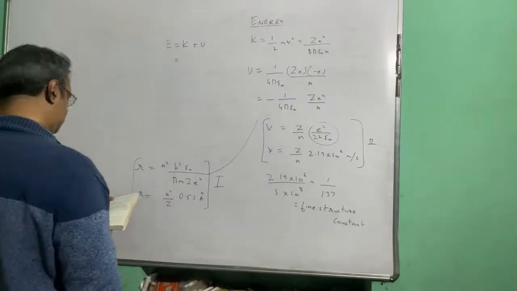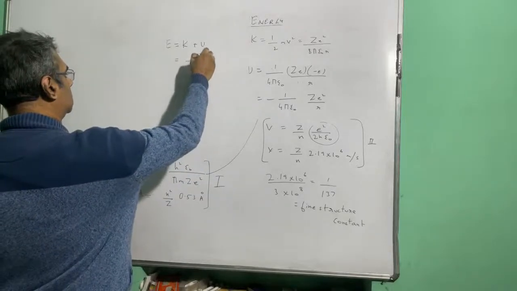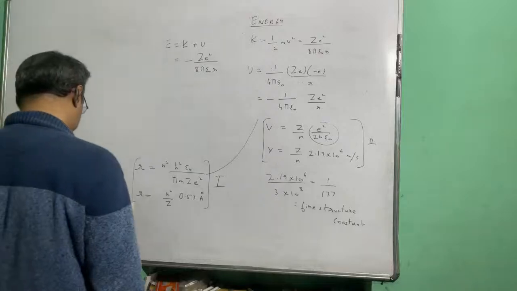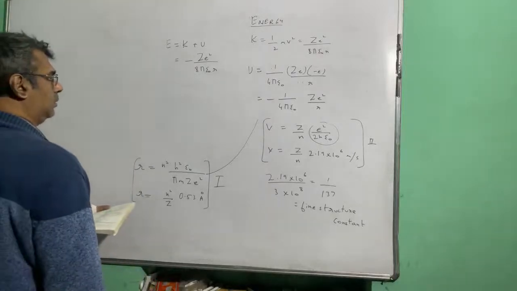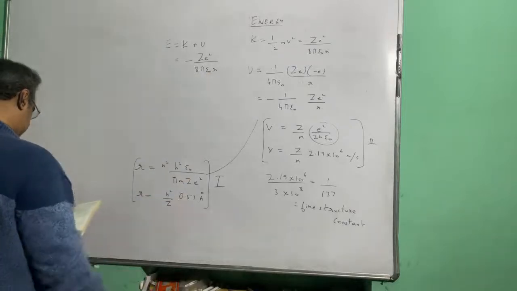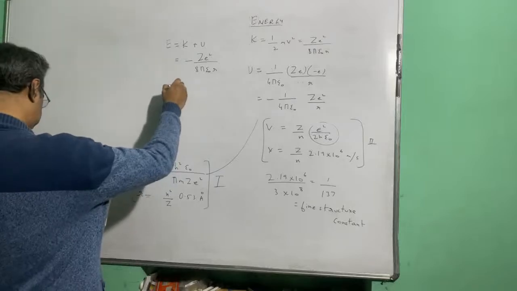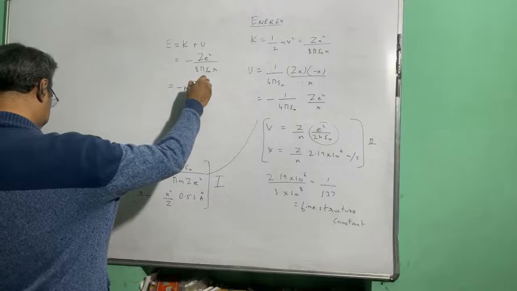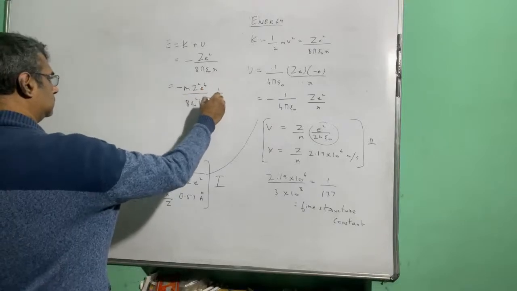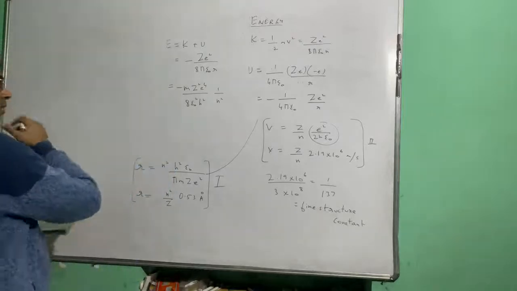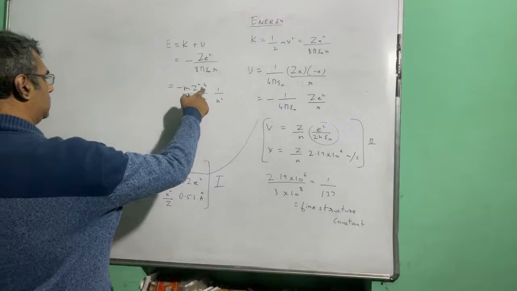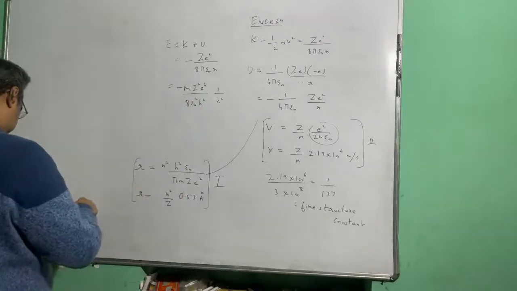So the total energy is kinetic plus potential, so minus Ze square by 8 pi epsilon naught r. So this is the formula for total energy. Now in this formula for total energy, just remove r and put this value. If you do that, you will get minus m z square e to the power 4 by 8 epsilon naught square h square into 1 by n square.